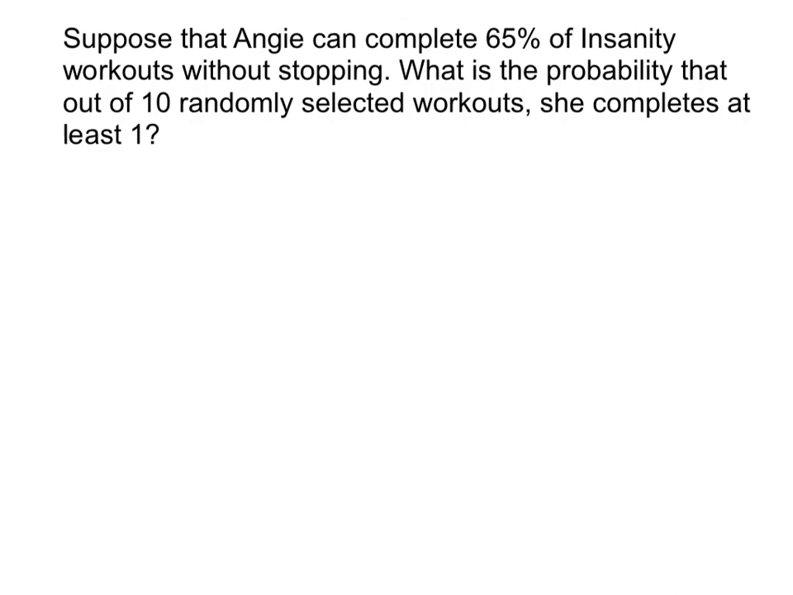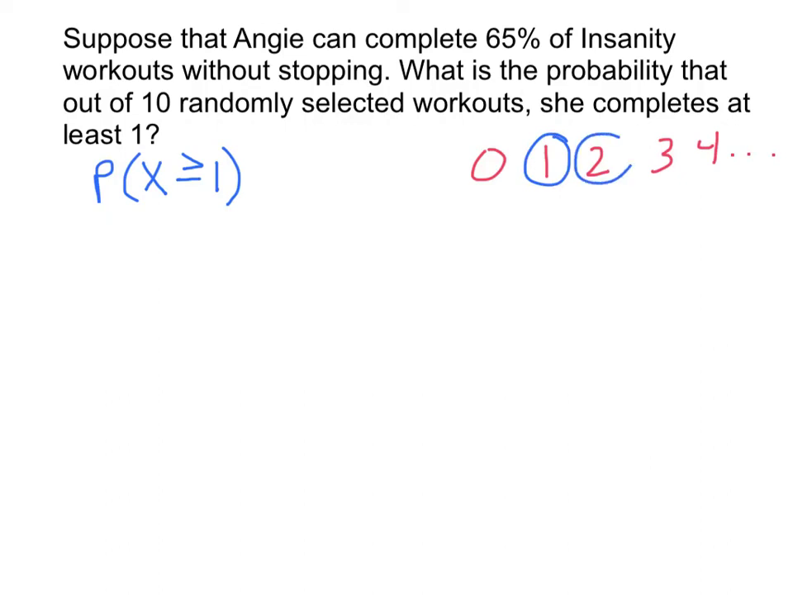Last one, a common problem you'll see, a common question with binomials is what's the probability that I complete at least one? The at least one question is pretty typical. And again, we look at all our possibilities. I could complete no workouts out of 10, 1, 2, 3, 4, and so on, right? And at least one is telling me 1 or more. So all of these values, on and on and on. The only one that's not in at least 1 is 0.